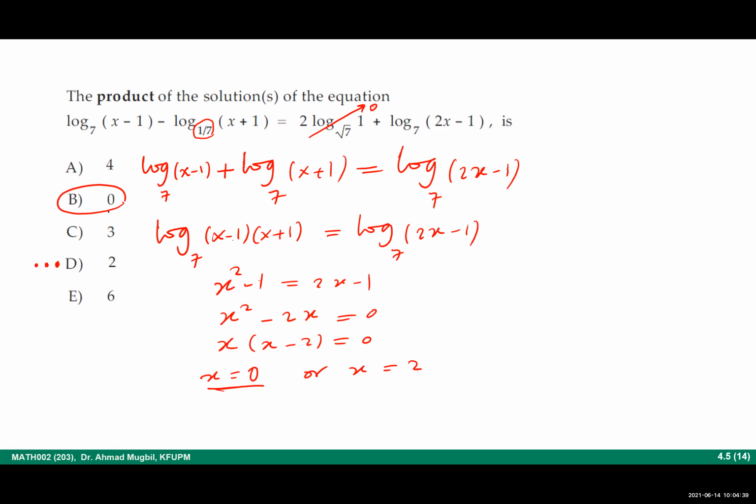No. Is that 0 right? Undefined. What do you mean by undefined? 0 is not a solution, you mean? Yeah. Aha, you are right.